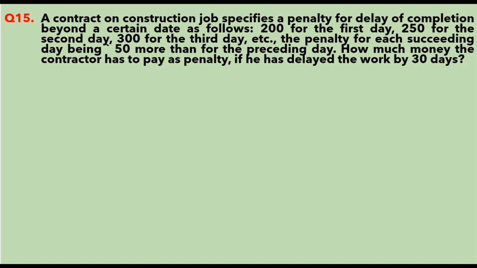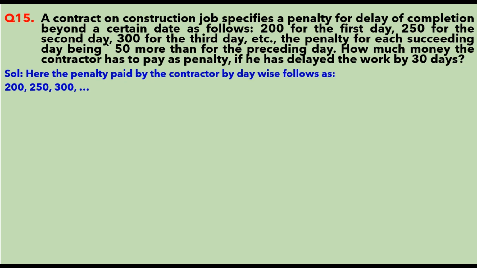Now the question: if the contractor delayed the work for 30 days, how much money as a penalty does the contractor have to pay? First of all, we would mention the amount which the contractor has to pay as the penalty in the form of figures. First day, the contractor has to pay 200, second day 250, third day 300, and in case of the fourth day, he has to pay 350. Similarly for 30 days. Now this is actually an AP with first term a1 = 200, common difference d = 50, and n = 30. Why is n 30? Because the contractor has delayed the work by 30 days.